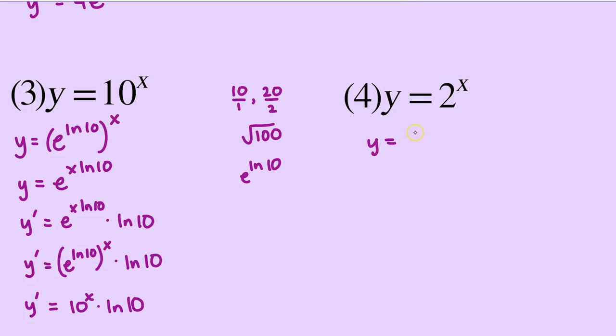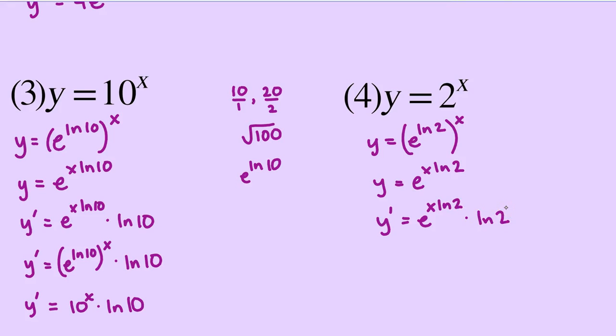Let's rewrite the function as y equals e to the natural log of 2 to the x. And that's the same as e to the x natural log 2. Find the derivative. The derivative of e to the something is e to the something times the derivative of the something. And then remember that e to the x natural log 2 is equivalent to 2 to the x. So our derivative is 2 to the x natural log 2.